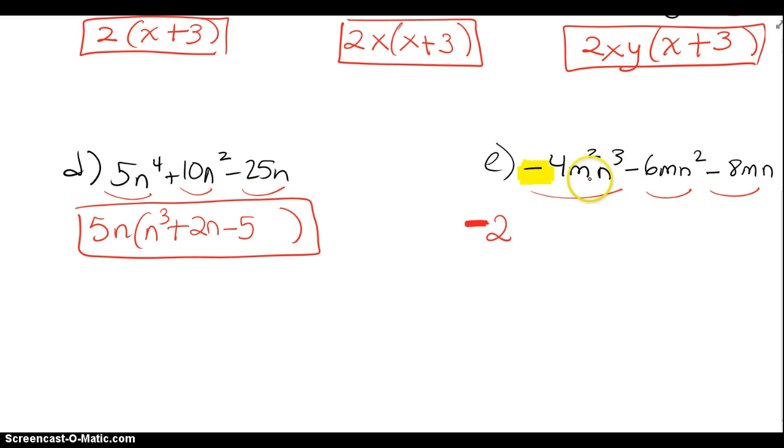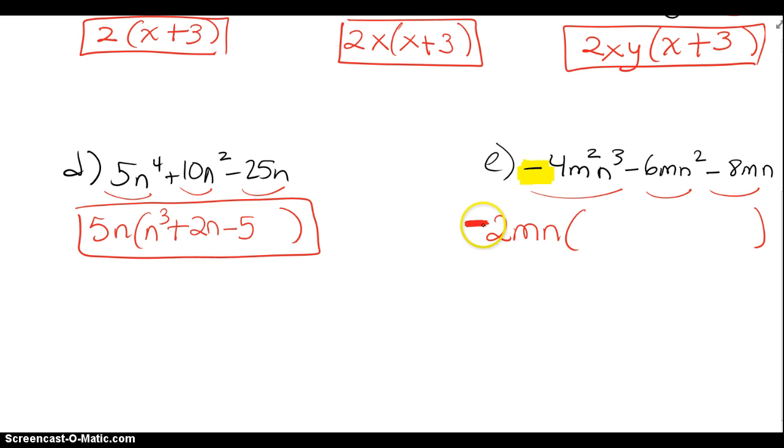Now as far as the m's are concerned, m squared, m, and m, so the lowest power of m in common is m. As far as the n's are concerned, n cubed, n squared, n, so the lowest power of n is n to the 1. That must be my GCF, or greatest common factor.